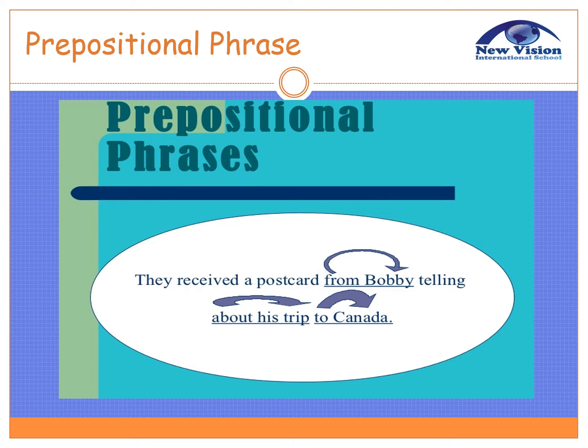Let's go to the second one. About is your preposition. Trip is your object of the preposition. About his trip is the prepositional phrase. And the last one, to Canada. Canada is your object of the preposition. To is your preposition. To Canada is your prepositional phrase.